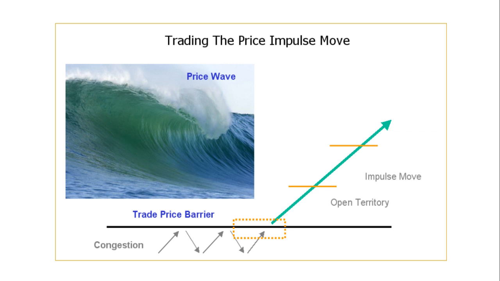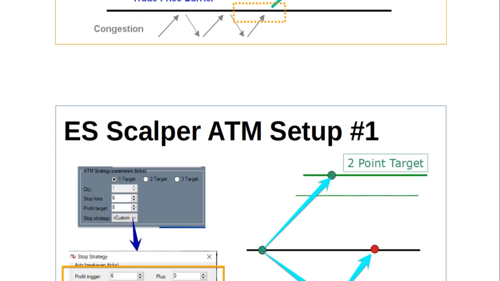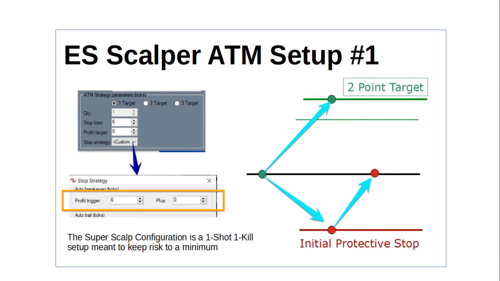So let's go to the next slide. We'll take a look at the very first ATM setup. Okay. All right, so let's take a look at the very first ATM setup. And again, these are Ninja 7 examples here, but if you're using some other platform, you should be able to replicate everything I'm going to teach you here today.